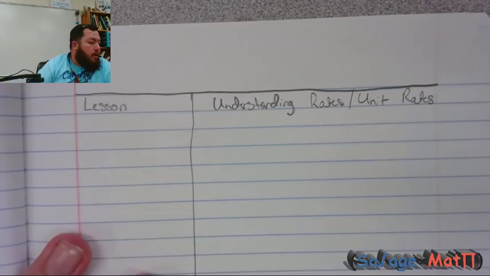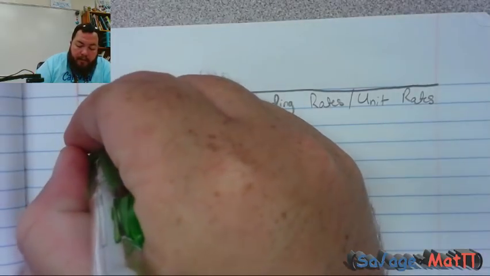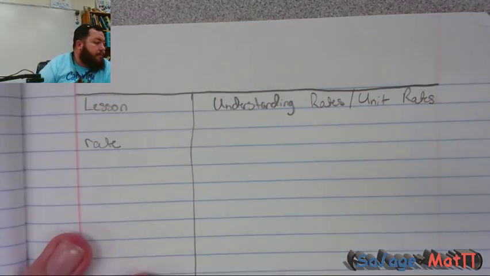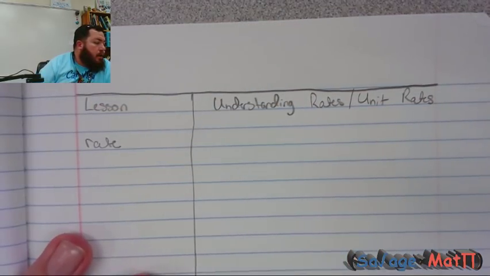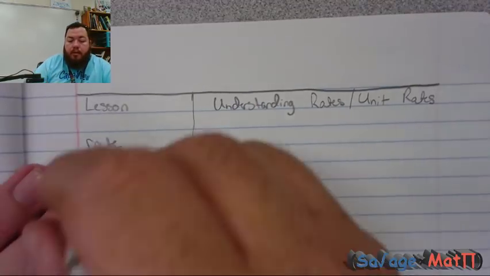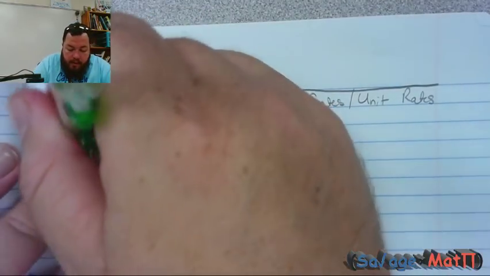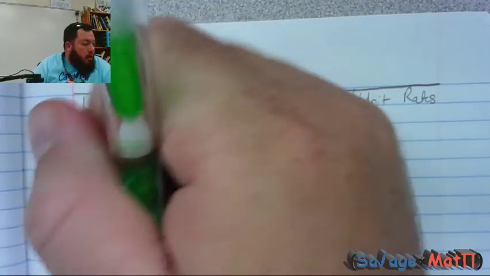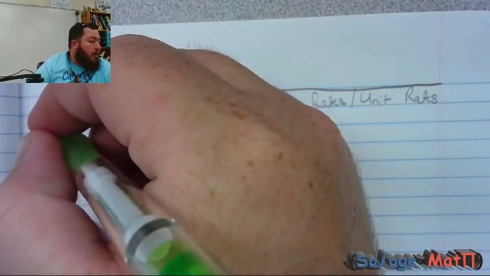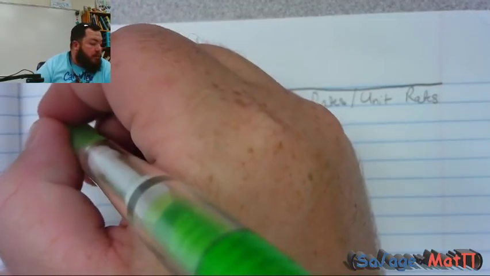Okay, and then our first vocab word is going to be a rate. Actually, I'm going to go back one second because I kind of skipped over something. Our essential question for today: are there special types of ratios?